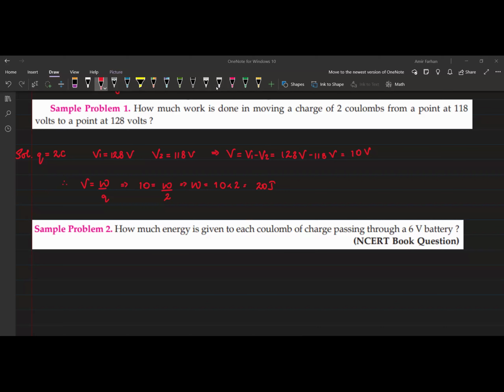Sir, each coulomb means one coulomb. Yes, Maha.